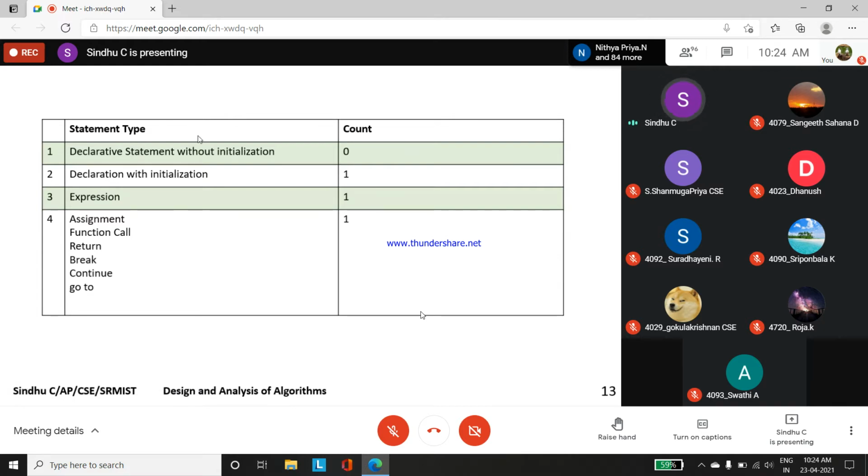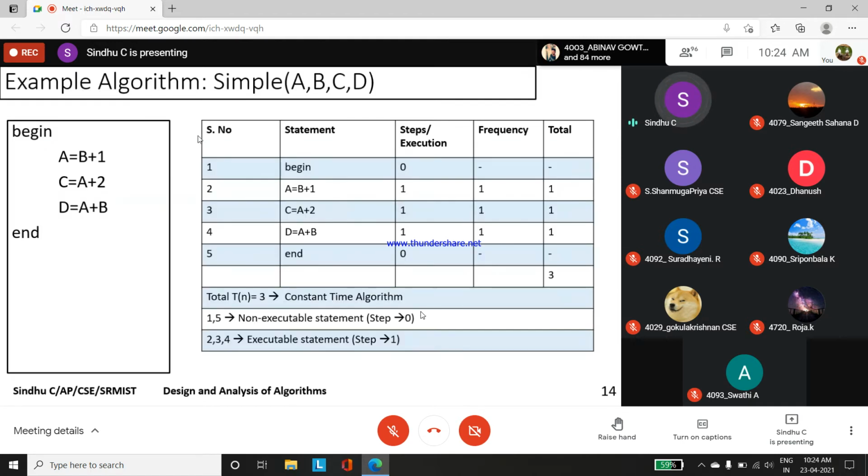So when I talk about step count, I classify the statements into executable and non-executable statements, and I give a count of 0 to non-executable statements, and I give a count of 1 to all the executable statements, and find out what is the total count. Right? That is one way of analyzing an algorithm. Right? So here we have a sample algorithm.